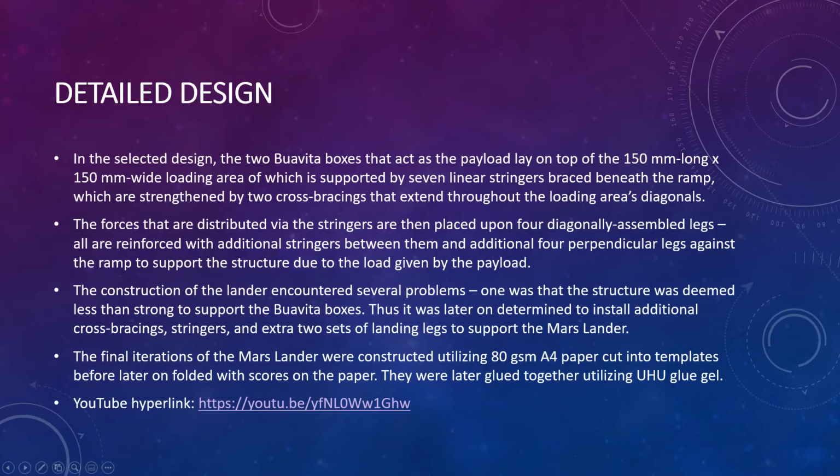Then the construction of the lander encountered several problems. One was that it was deemed not strong enough to support the buoy feet apexes. It almost collapsed once on my iteration. So it was later determined to install additional cross bracings, stringers, and 2 extra sets of landing legs to support the Mars lander. The final iterations of the Mars lander were constructed using A4 papers cut into templates, later folded with scores on the paper. They were then glued together using UHU glue gel.